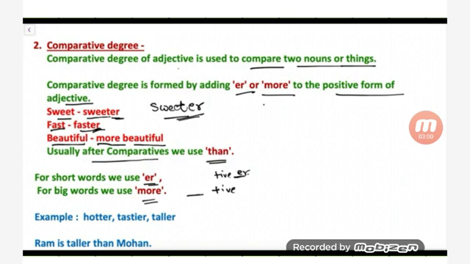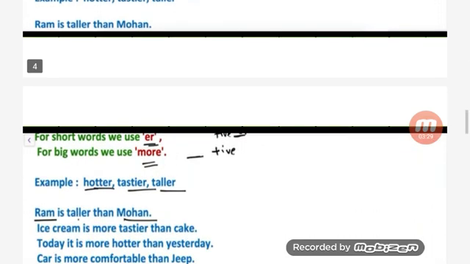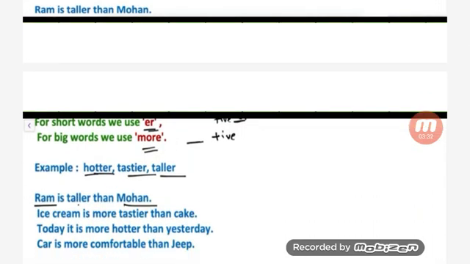Okay, for short words we use er. For example, sweet, we have added here er. Fast, faster. Okay, but for big words we use more. For example, beautiful, it is a long word, so we have used here more beautiful. Faithful, it is a long word, so we have used here more faithful. For example, hotter, tastier, taller. Ram is taller than Mohan. Now here we are comparing two persons, so that's why we have used the comparative degree.